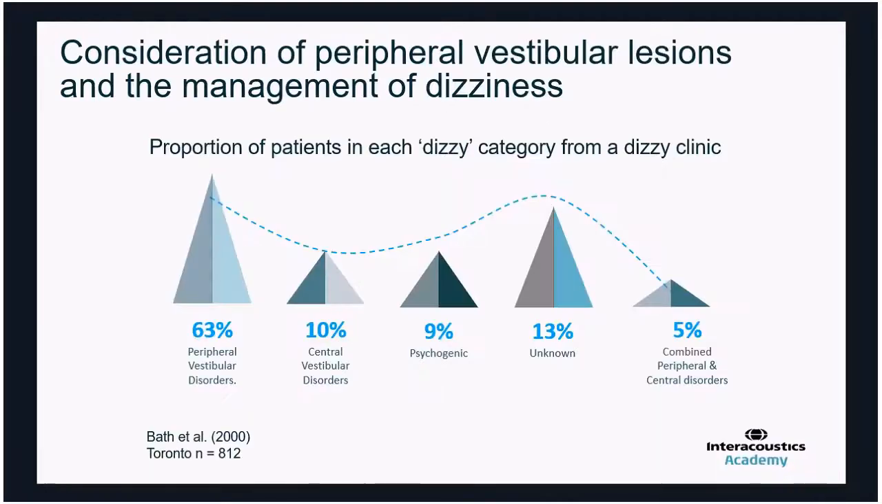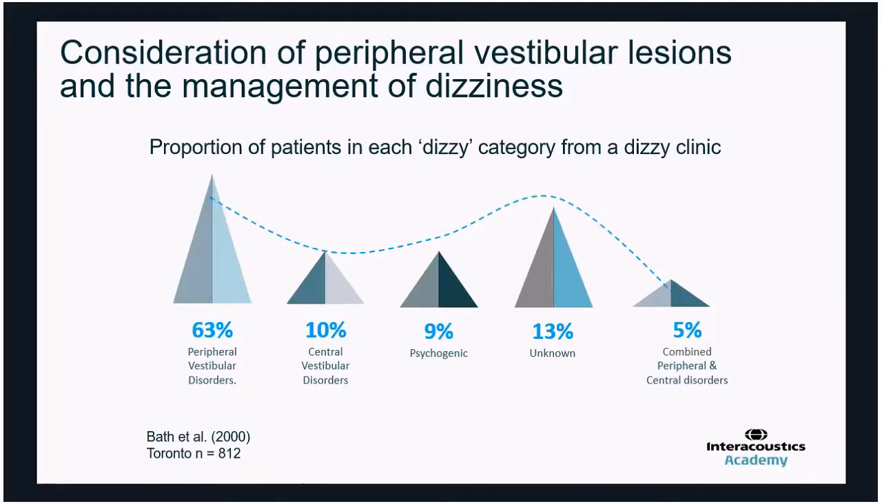We've now established that actually peripheral conditions can present with different patterns of lesion. What we need then, I guess, to think about is to place that into context in terms of consideration of peripheral vestibular lesions and how they may be presented to us in clinic. Now, we've got some fairly large studies. I've chosen here Bath et al. in 2000, who looked at a fairly large sample, 812, who presented to clinic.